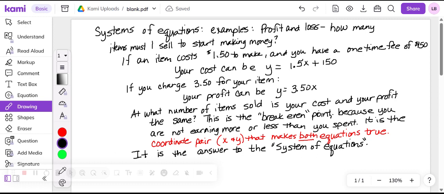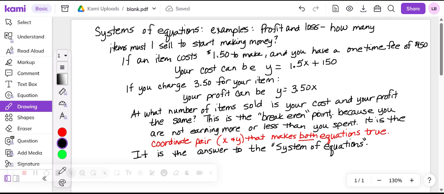Let's say that you are going to sell an item, and it's going to cost you a setup fee of $150. Let's say you're going to make t-shirts, and your setup fee to make the t-shirts is $150. That's what it costs for you to create the graphics that are going to go on the t-shirt. After that, your cost might be $1.50 for every completed t-shirt. So you have a setup fee plus a per shirt cost.